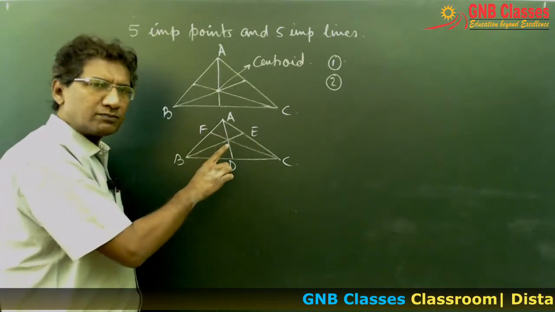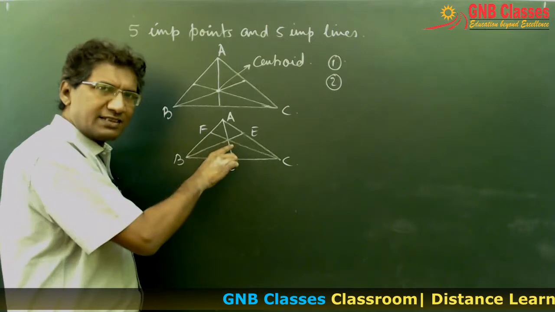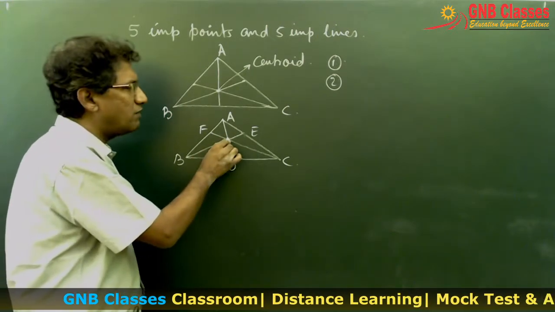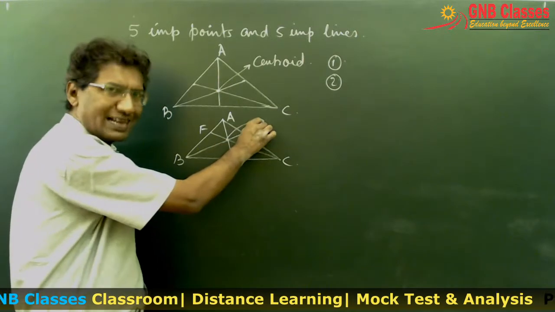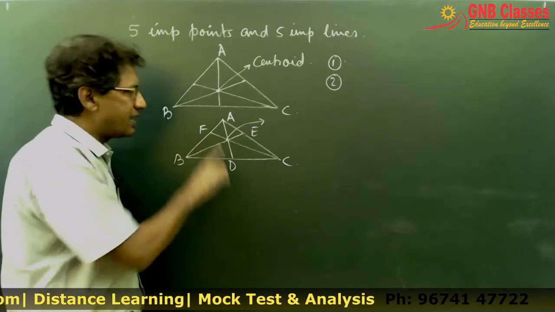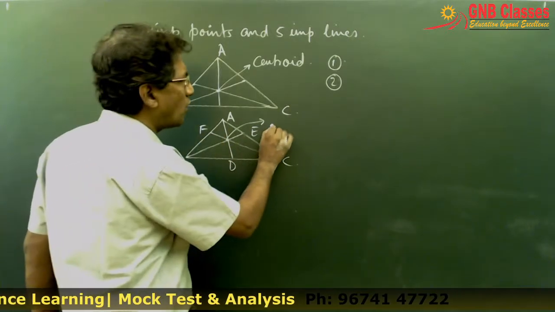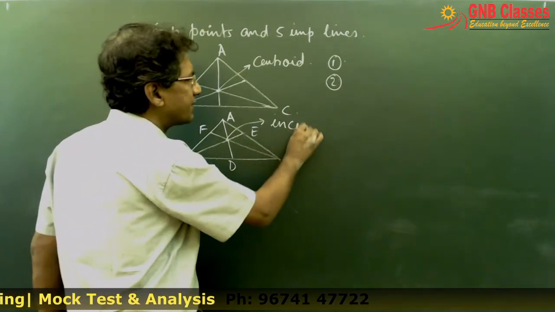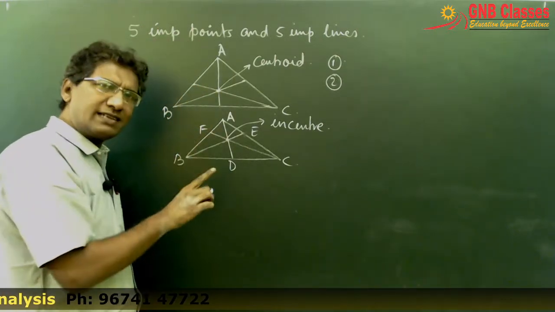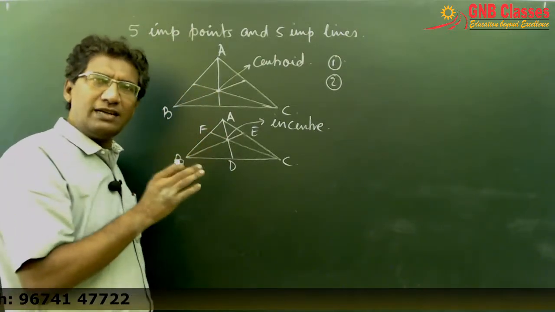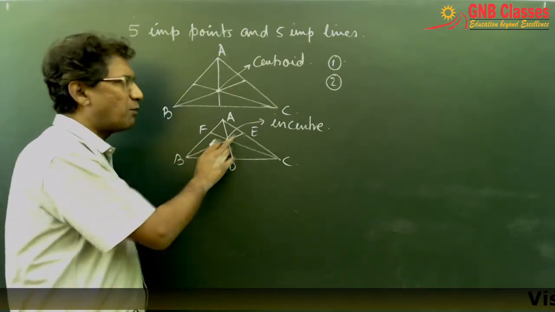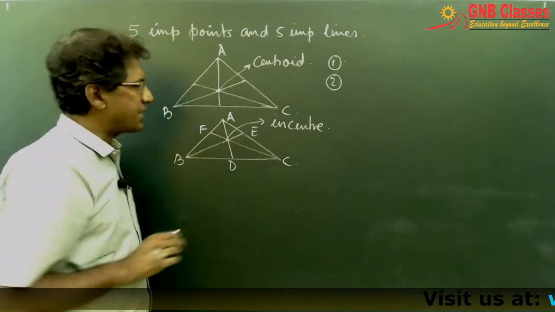All the angle bisectors of this triangle ABC will always pass through a point. That is, all the angle bisectors will be concurrent. And this point is what is called your incenter. Is it clear? So the angle bisectors of any triangle will meet at a point, that is, they are concurrent, and that point is what is called your incenter.